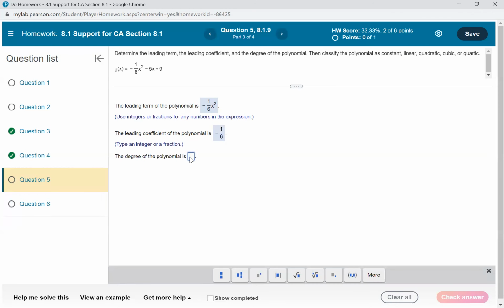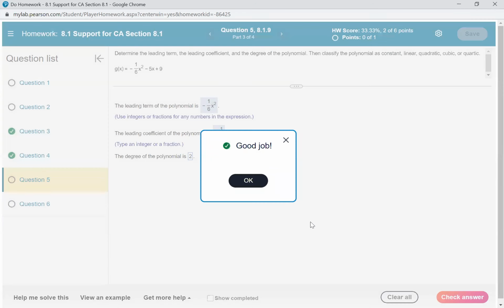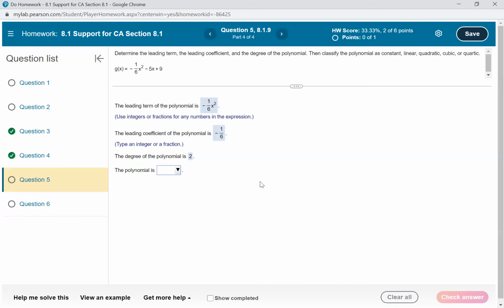The degree of this polynomial is, so basically the highest exponent is what? 2. Right, y'all put in your 2. So is that polynomial cubic, constant, quadratic, quartic, or linear? Quadratic. All right, y'all, you would put that in, check that answer.